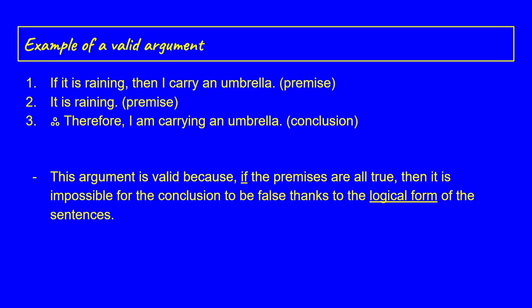Here's an example of a valid argument. 1. If it is raining, then I carry an umbrella. 2. It is raining. 3. Therefore, I am carrying an umbrella. This argument is valid because if the premises are all true, then it is impossible for the conclusion to be false thanks to the logical form of the sentences.